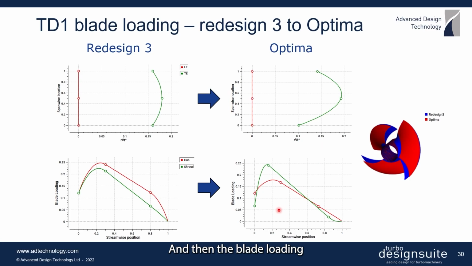And then the blade loading also shows a considerable change from redesign 3, and then as a result the optimized blade shape is clearly very different from redesign 3, as you can see here.